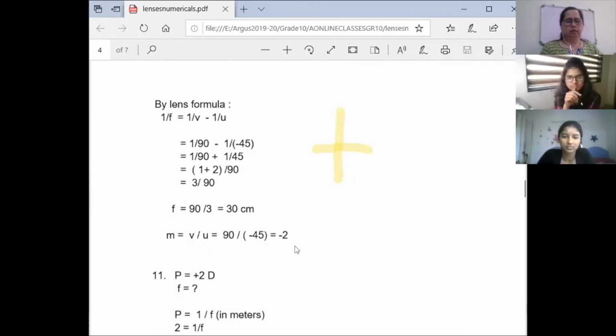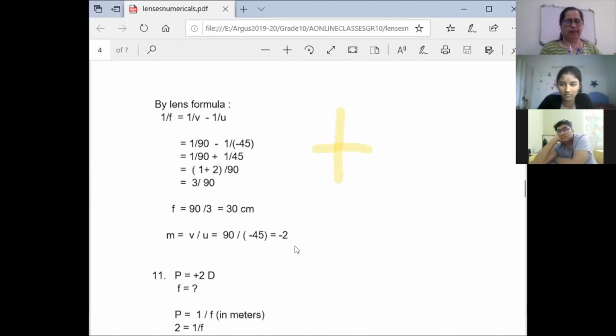Now let us come to the very important sums, based on the power of the lens. I explained power of the lens, right? The sums are very easy. Just try to understand. So let us see the 11th sum now. I had done the 7th one, right? 8th and 9th, you will do as homework.